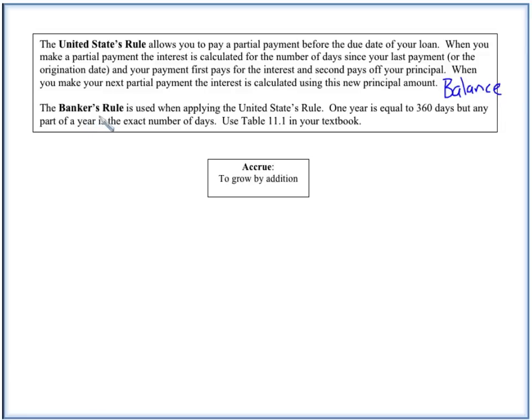Now the banker's rule is used when applying the United States rule. What it says is 1 year is equal to 360 days, but any part of a year is the exact number of days. And you're going to use table 11.1 in your textbook, or you can use the sheet on the back of your note packet. It has the number of days as well.